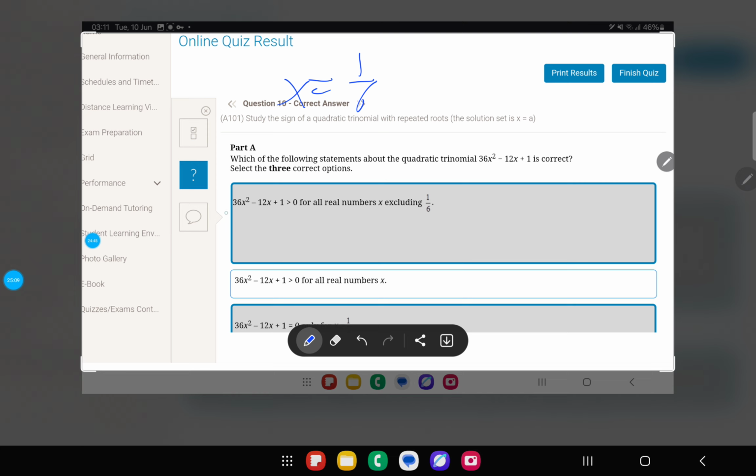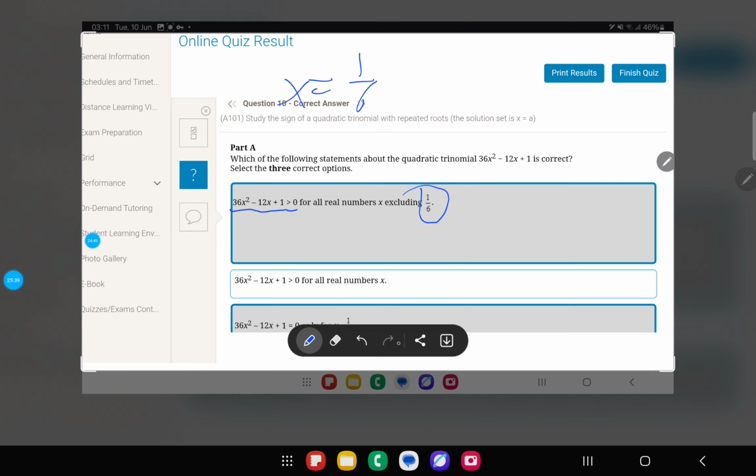Anyways, so that equation, it's greater than 0, right? So since it's greater than 0, like we said in the previous question, it's greater than 0 for all real numbers excluding 1/6, the root. If it was equal, like I said, again, it would be all real numbers, but there's no equal, so it's only greater than. So it's all real numbers excluding 1/6, the root. Okay? That's for the first one.